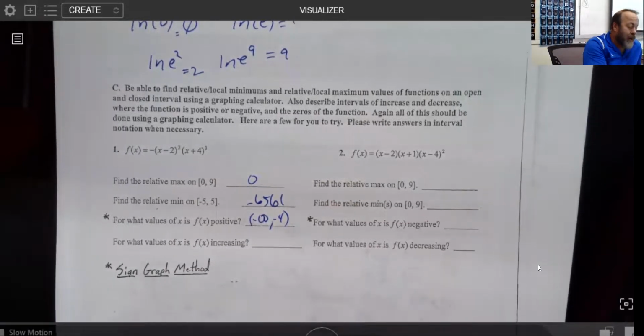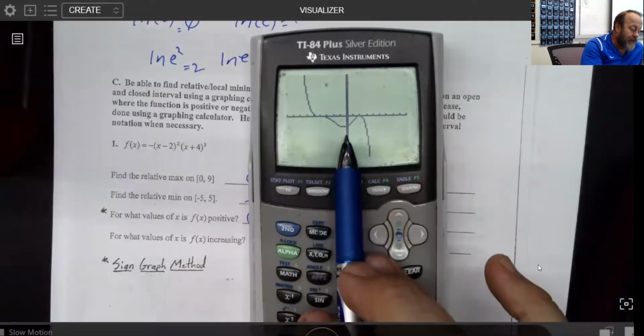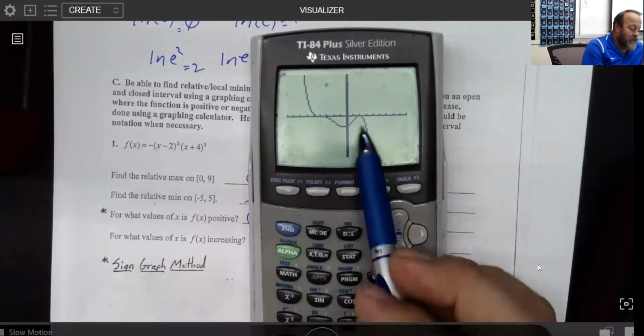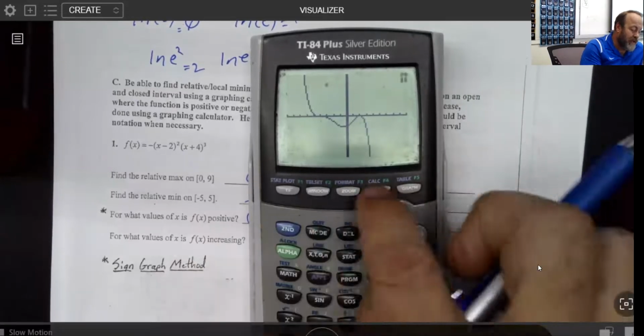And then last, where is it increasing? Well, this thing is going downhill all the way to here and then uphill from here to here. So what I need to do is find this one. I know this was the number 2, but I'm not sure about this one. So I'm going to calculate that other minimum.